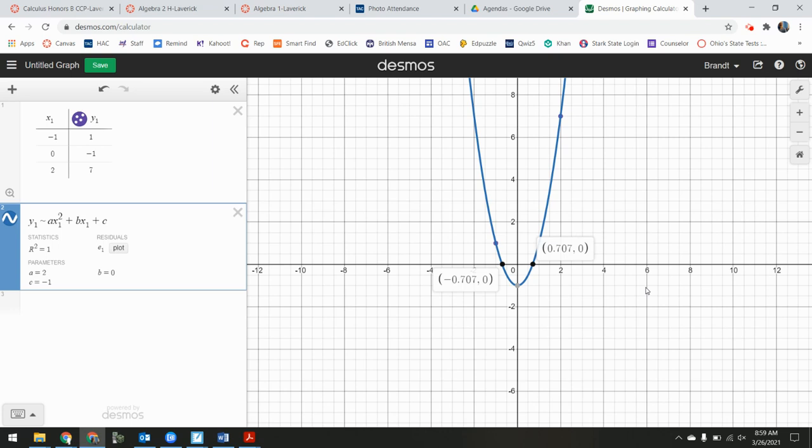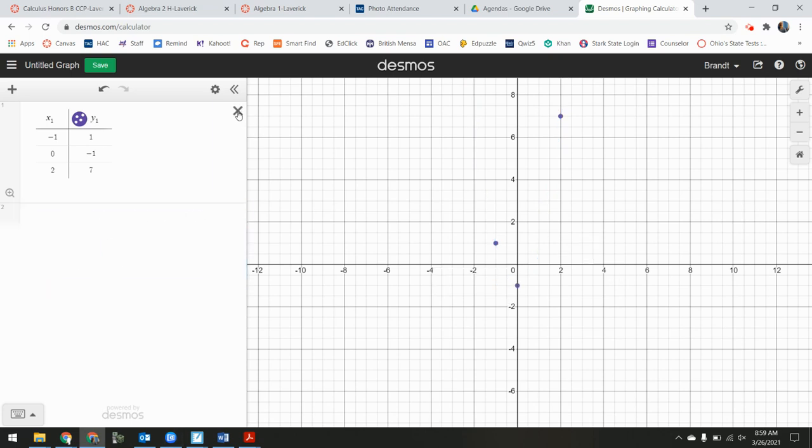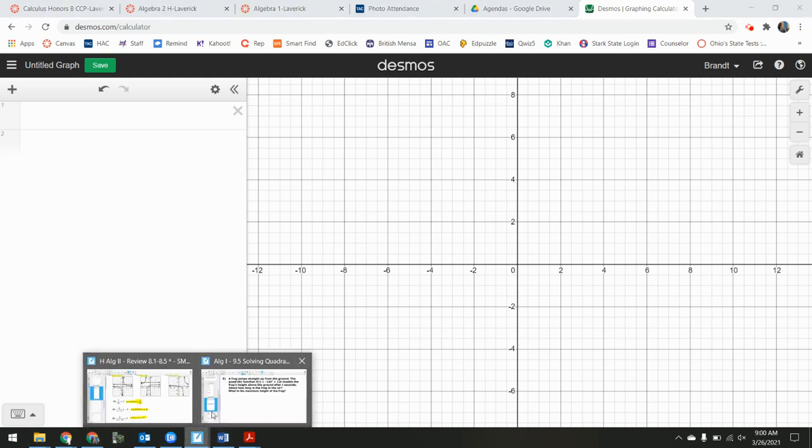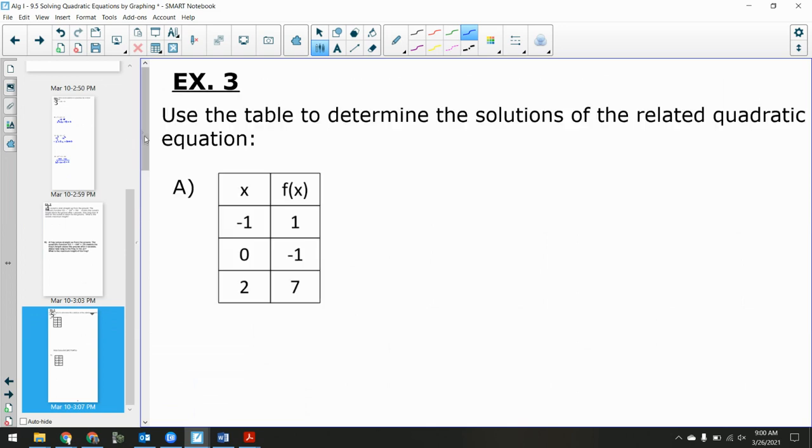Okay, so let's go through that whole process again. I'm going to delete everything I have, and I suggest you guys do the same so that we can go from scratch with that, especially if you didn't do it that first time, because this just takes a little bit of practice. So again, the directions on this, we're going to do B here. We're going to do this problem down here.